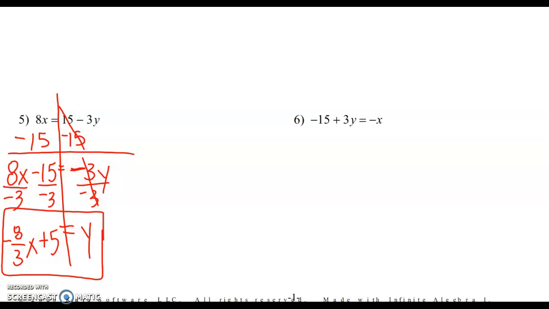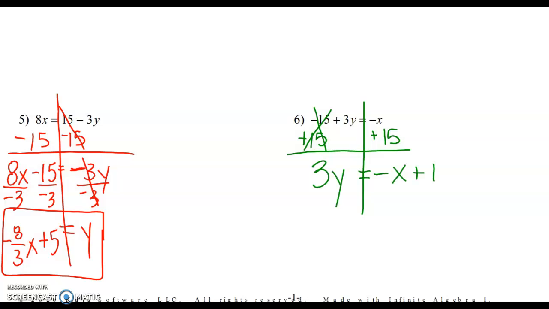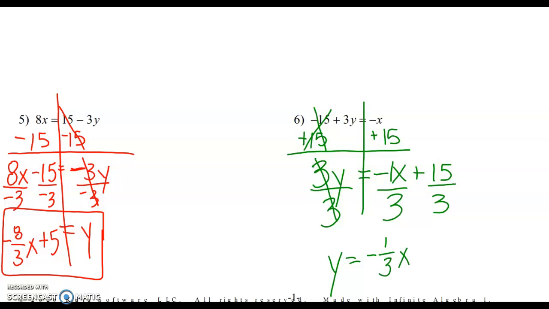Number 6, to get y alone, I first have to get 3y alone. So to move a negative 15, I would add 15. Cancel and clean. I get 3y equals negative x plus 15. Now not like terms, you can't combine them. To get rid of the multiply by 3, I'm going to divide by 3. So y equals, invisible 1 there, so negative 1 over 3 would be negative 1/3 x. 15 over 3 would be 5. So the slope-intercept form is y equals negative 1/3 x plus 5.